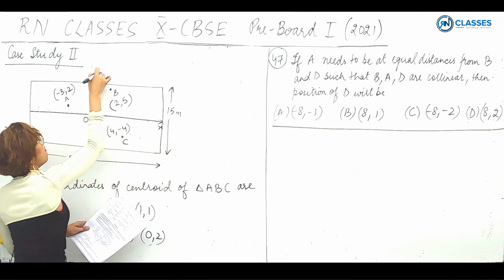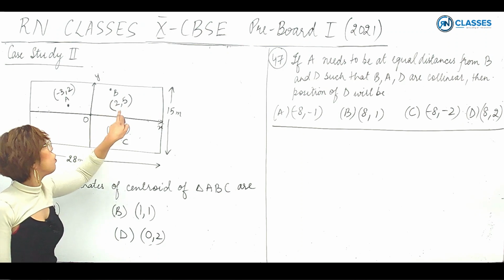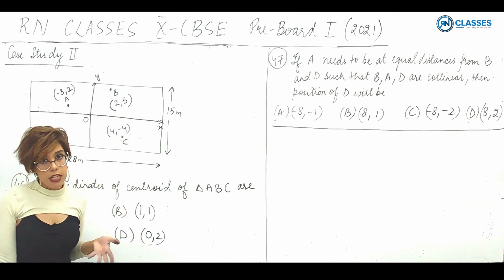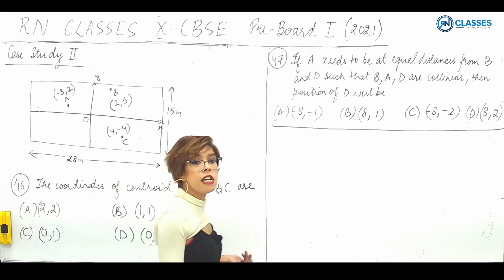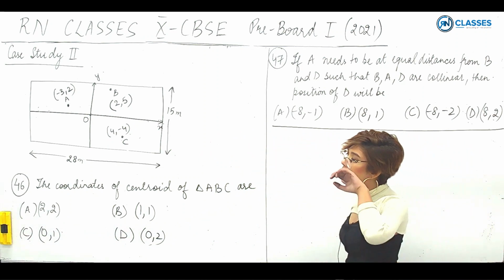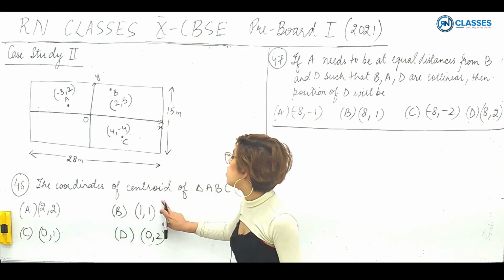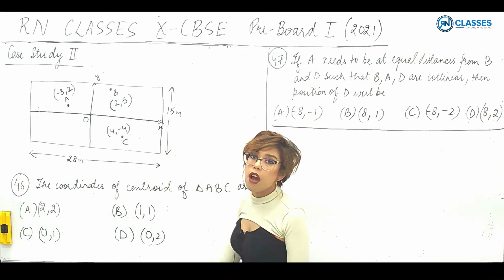is my positive y-axis. Coordinates of A is -3, 2. Coordinates of B is 2, 5. Coordinates of C is 4, -4. This is not obviously up to the scale, but it's fine. Now, based on this, let's solve the question. First question is the coordinates of the centroid of triangle ABC.